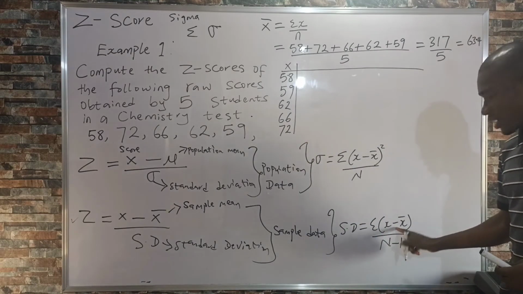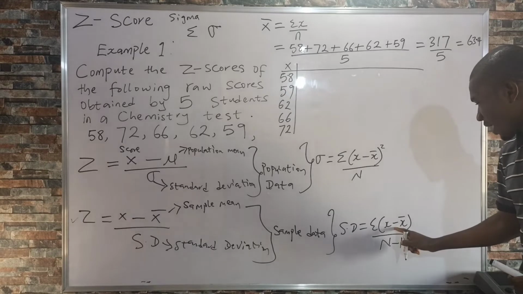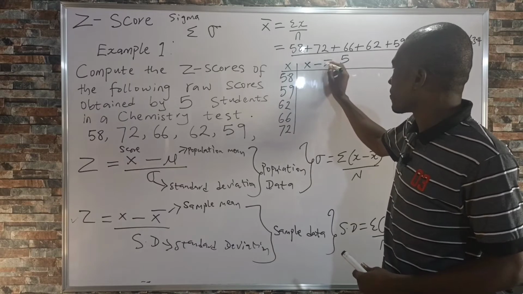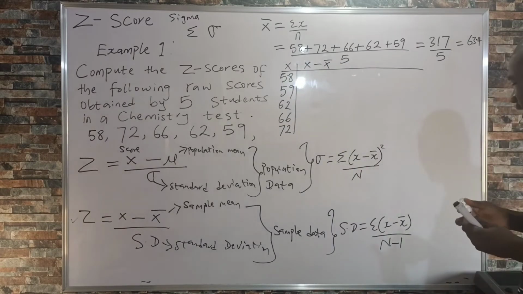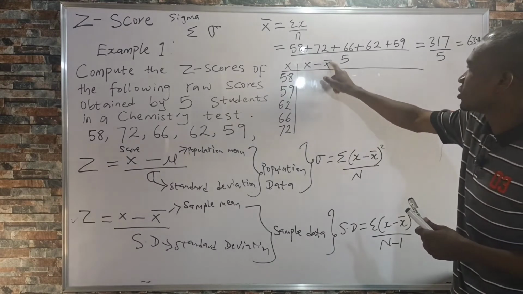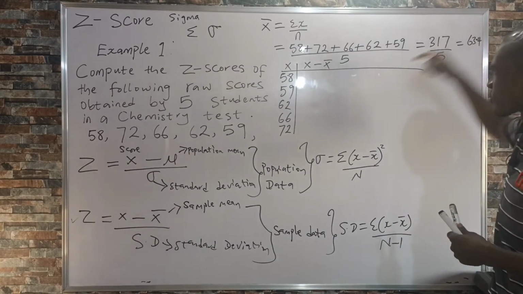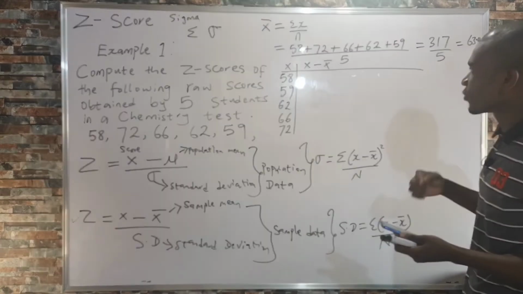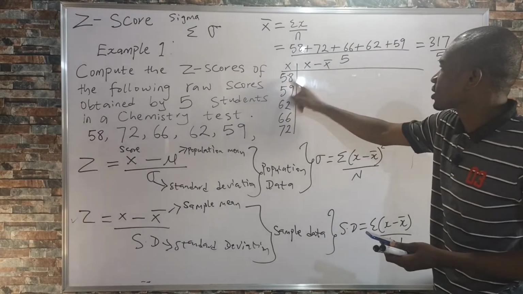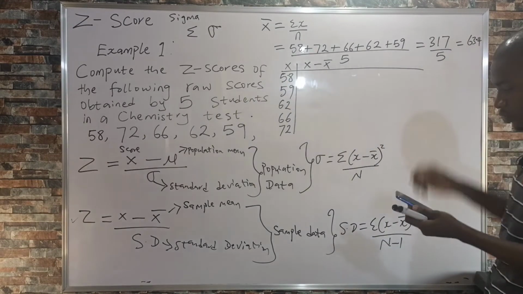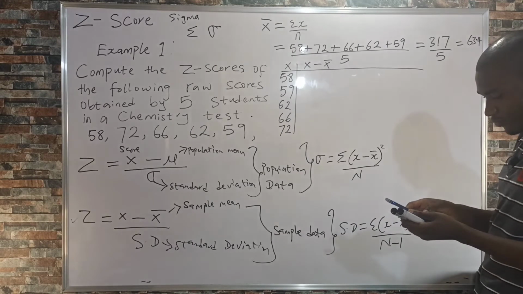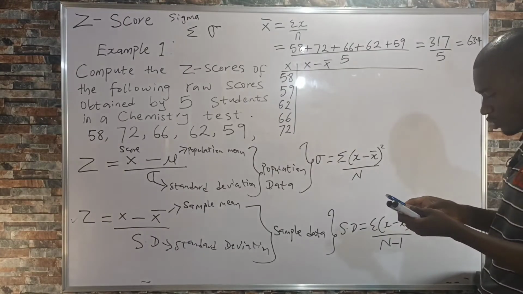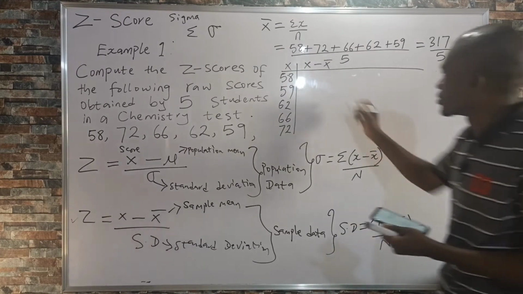Alright, the next column is our x minus x-bar. And what is x minus x-bar? It simply means subtracting your x-bar, which is your mean value, from your individual scores. So let's go ahead and do so. The first one is 58 minus 63.4. I punch into my calculator 58 minus our mean, 63.4, and that gives us negative 5.4.